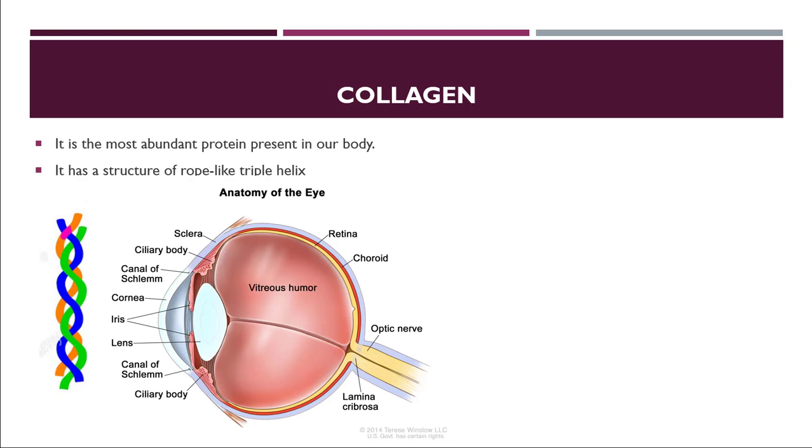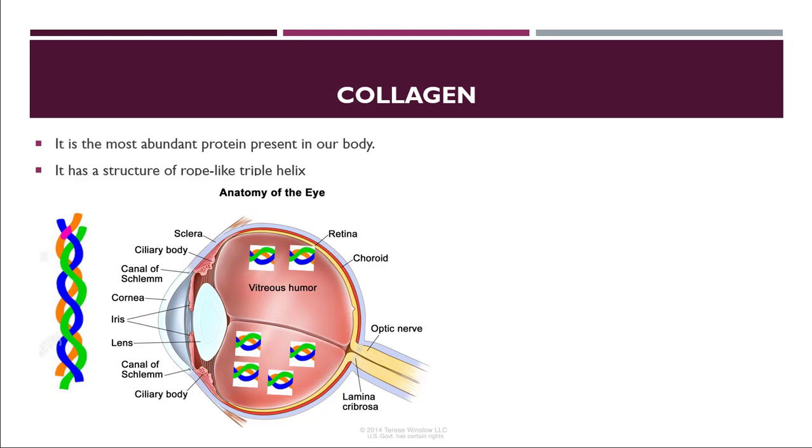Now, this structure is present in a lot of different parts of the body, but their alignment is also different. How? Just take the example of the eye here. If I'm talking about vitreous humor, because it's a jelly-like substance there, the collagen molecule is going to scatter there and float there, helping the jelly to be stabilized, okay?